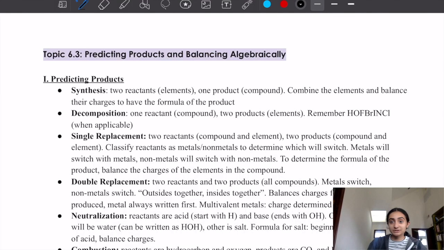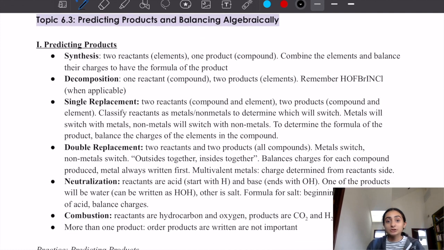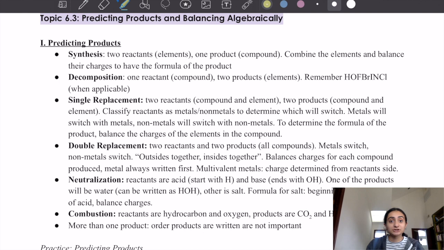So in my last video, I talked about the different kinds of chemical reactions and what each of them looks like. So if you need a refresher on that, I recommend checking out my previous video. I'm going to go through each of the chemical reactions and explain what the product will look like now so that we can learn predicting products.